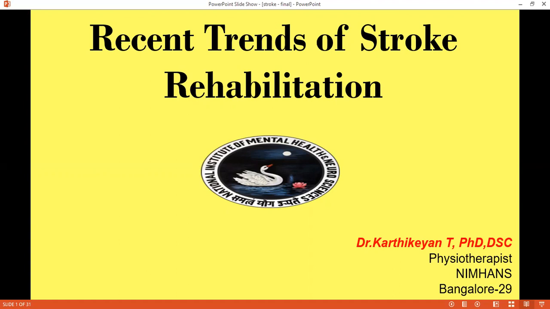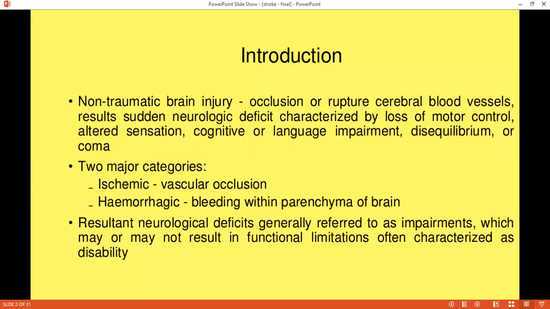My presentation begins with the introduction. Stroke means a sudden deficit lasting more than 24 hours. The first term is TIA, transient ischemic attack, which everybody must have heard of. Another is reversible ischemic neurological deficit. If the event resolves within 24 hours it is called TIA; if the deficit lasts more than 24 hours, it is called CVA or reversible ischemic neurological deficit.